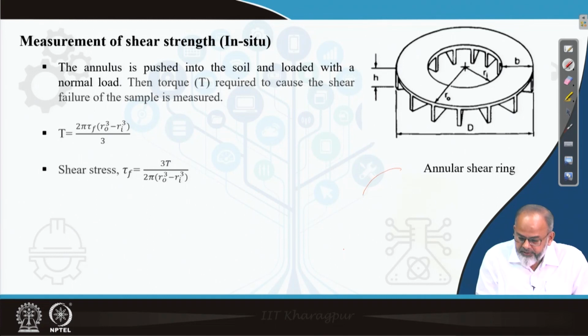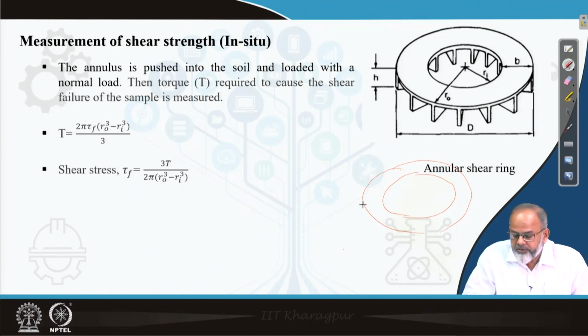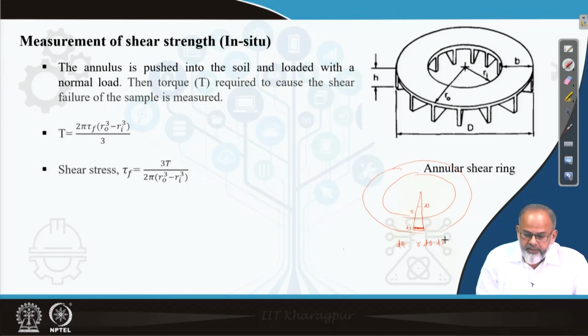Now, if I take the cross section where the soil is going to be disturbed, and take a small angular element corresponding to d theta at a radius r, then r d theta will be this length, and for an incremental length of dr, the area of the small element will be r d theta into dr. This is the area.